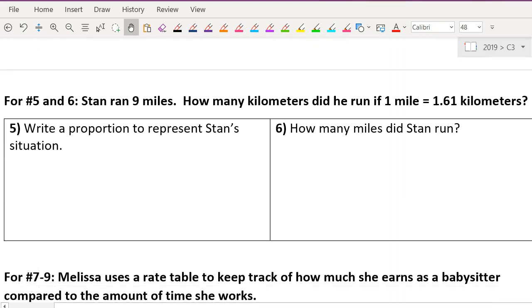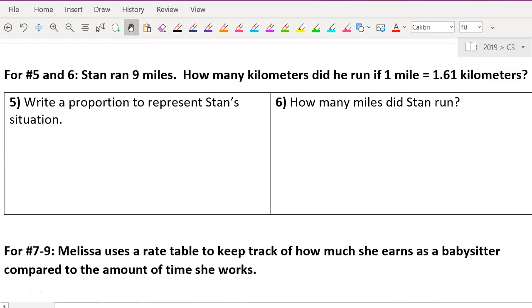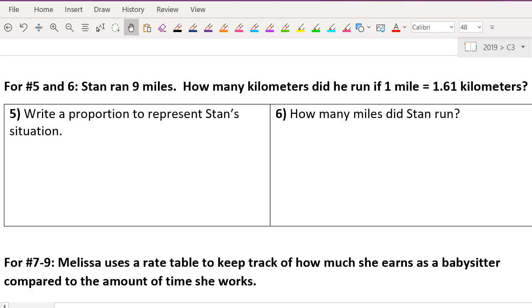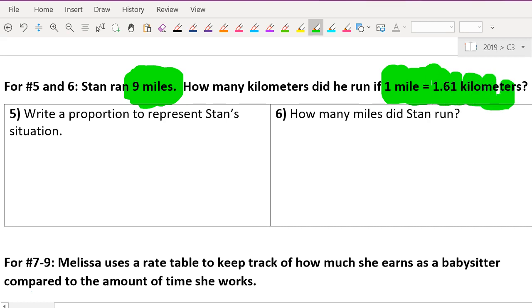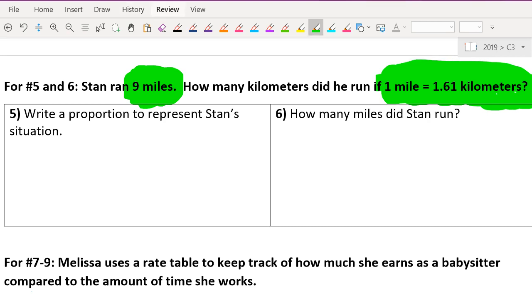All right, moving down. Write up. I don't care if it's not in the right box. You don't need to erase your paper. Write a proportion to represent Stan. Stan ran how many miles? 9. Okay, 1 mile equals this. So that's a proportion right there. Because it's asking a question. How many kilometers did he run? Okay, so we're going to say for every 1 mile, it's how many kilometers?